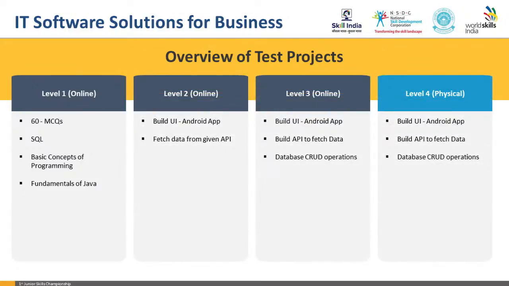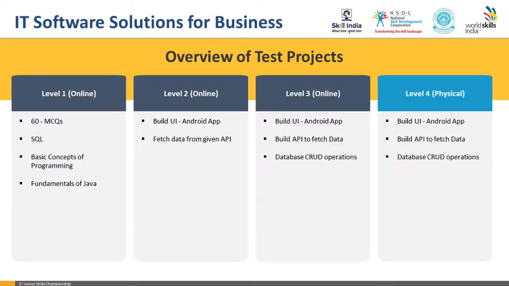In the other 3 rounds, which are level 2, 3, and 4, the candidate will be given a problem statement based test project to build an Android application. In level 2, the candidates will have to build a basic Android application, while the prime focus of the test project would be on user interface. This round will be of 3 to 4 hours.